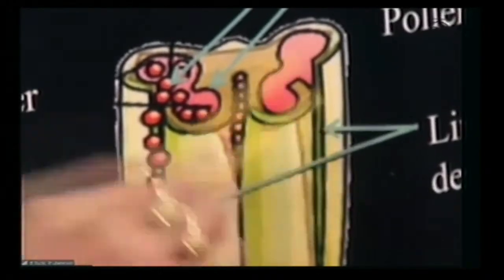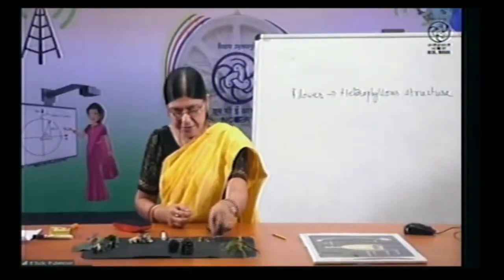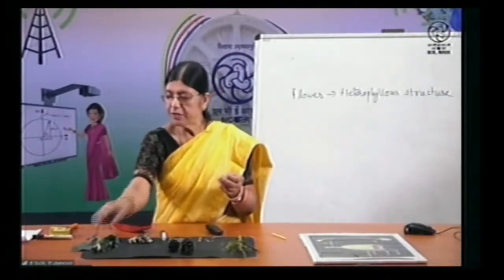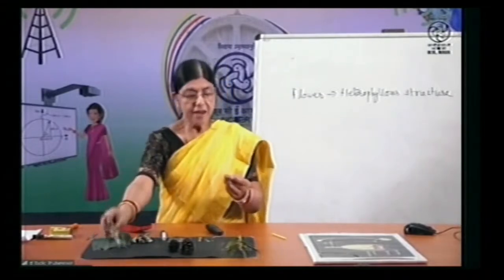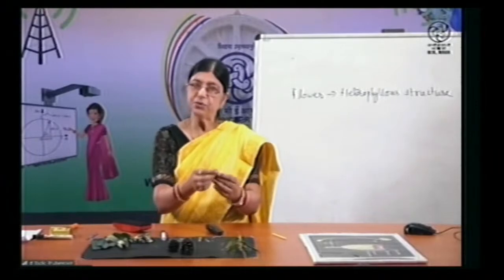Okay. Now, how can we see it? Now see, here we have this anther I've taken. This is a datura flower. All of you can see this is a datura flower. Datura flower has quite long anthers, so it is easier to take. You can do it at home also.